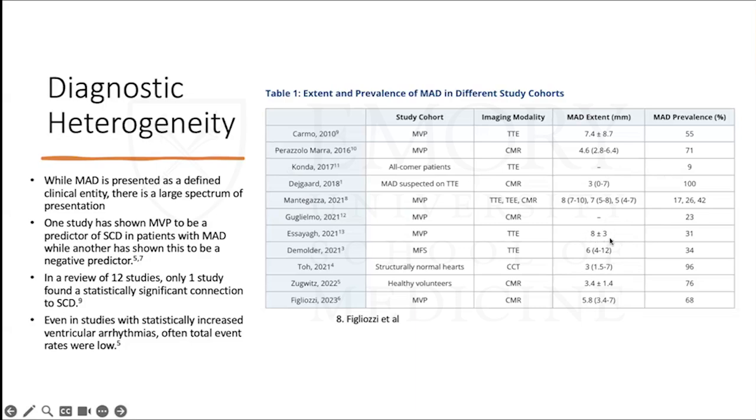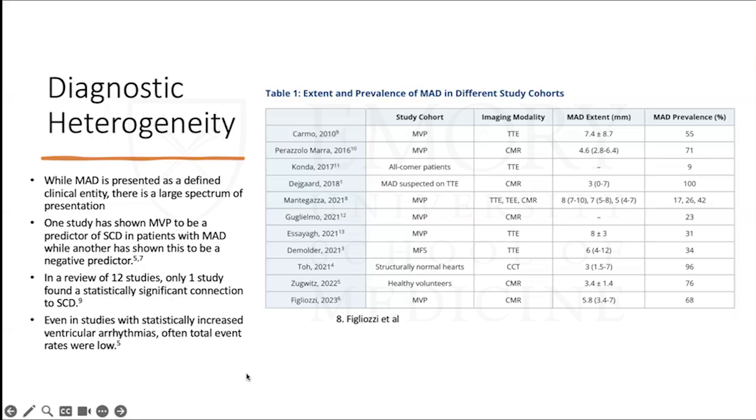In this one study in 2021, they don't consider you as having mitral annular disjunction until you already have a separation that's in the high risk phenotype. So that'll change our prevalence, that'll change our incidence. All these things say that where we define the initiation of mitral annular disjunction will affect what we see in these studies. So that is one thing that I thought was interesting. They also noted that one study has shown MVP to be a predictor, while in another it's been shown to be a negative predictor, talking about what we brought up earlier. And then in a review of 12 studies, a separate one, only one study found a statistically significant connection to sudden cardiac death.